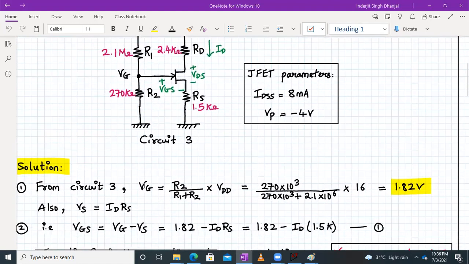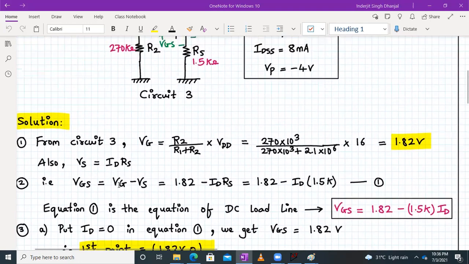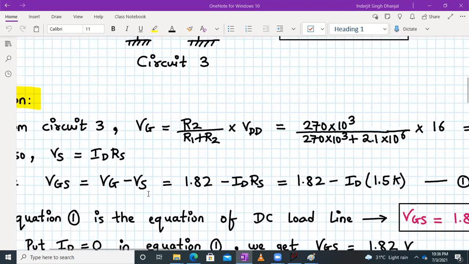So what will be VG? VG will be R2 divided by R1 plus R2 into VDD. So here it comes out to be 1.82. VS is ID RS. So VGS will be VG minus VS.